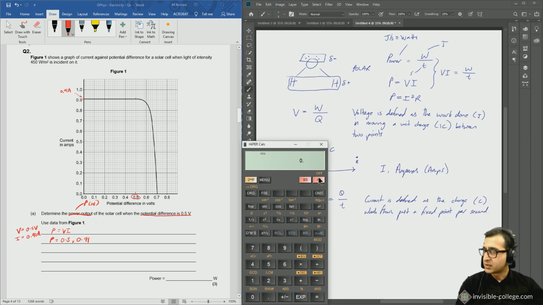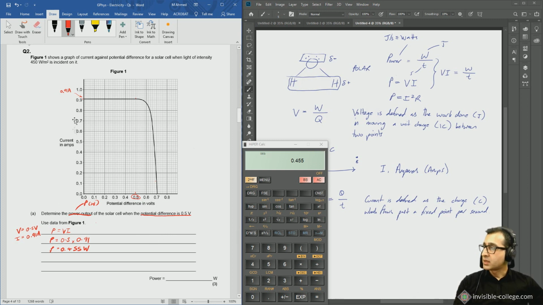Let's just do it. So we have 0.5 times 0.91. Yeah, so we have 0.455 watts. So power equals 0.455 watts.